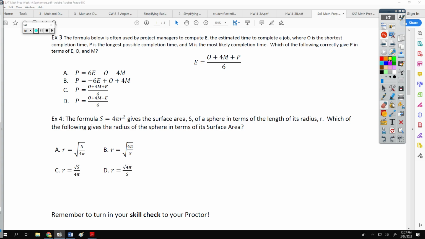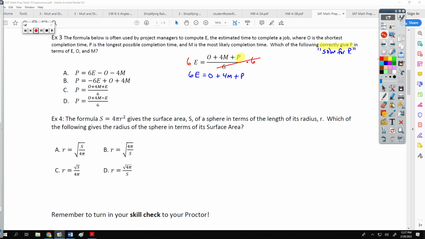So again, it comes down to, they told us what to solve for right there in the problem. They said we need to solve for P. So, to solve for P, we need to keep in mind that the first thing we need to do is get rid of the fraction, which means we need to multiply both sides of the equation by 6. So that would give us 6E equals O plus 4M plus P.